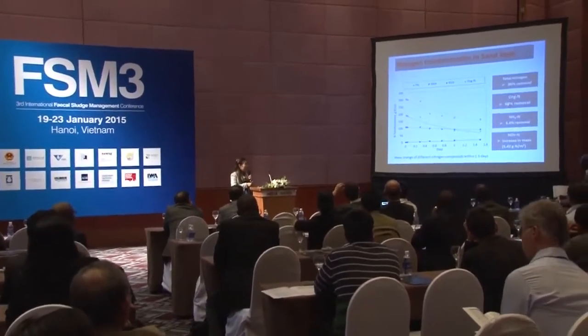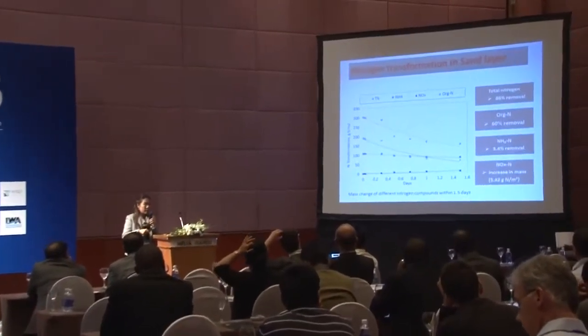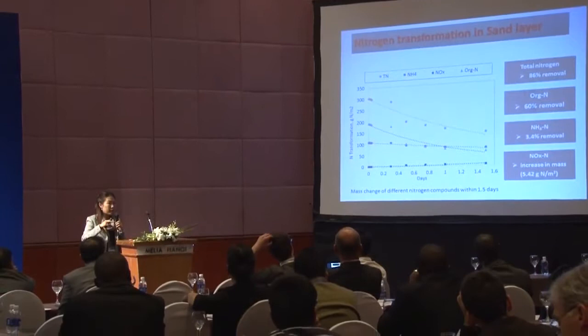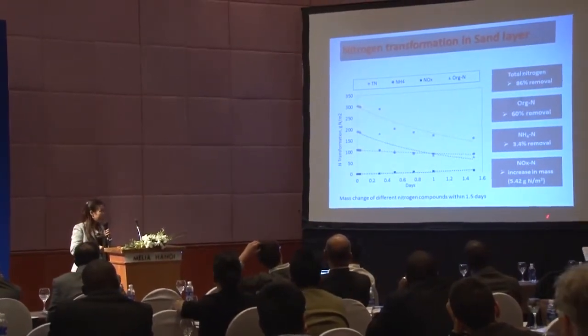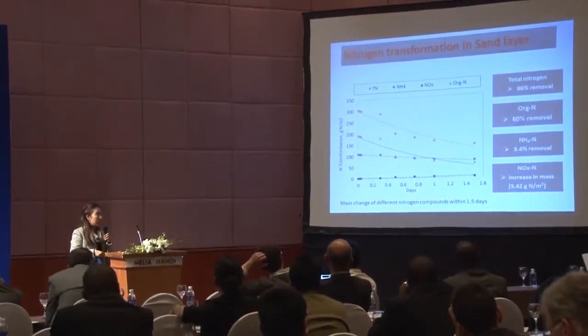And this also shows you the transformation in the sand layer. Sorry, maybe this one is quite long with the typing, but about 60% of organic nitrogen is removed in the top part and sand layer, and just 3% of ammonia is removed in this part. And the nitrite and nitrate are also increasing in the sand layer.